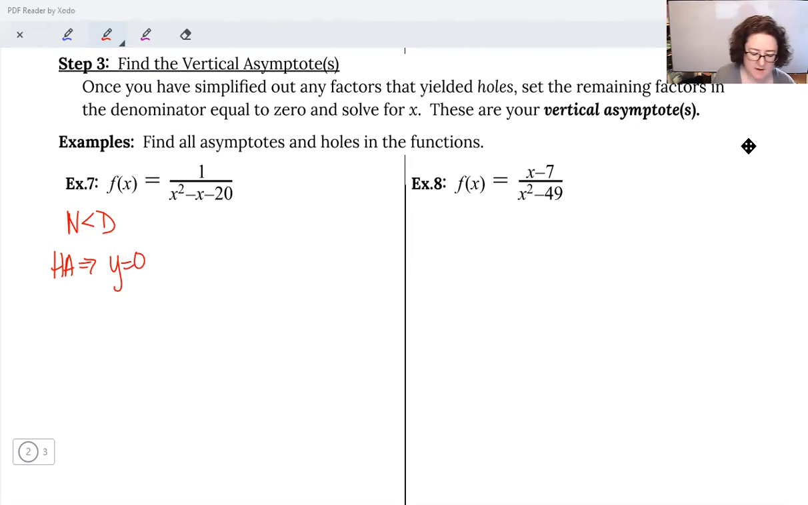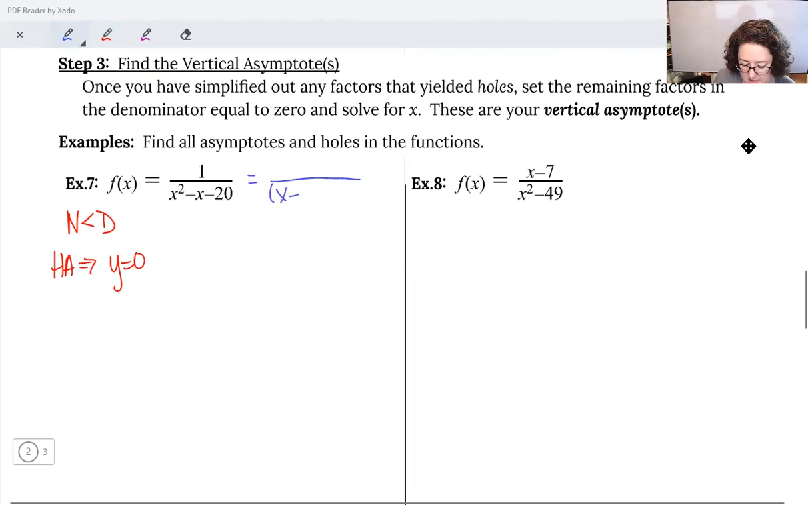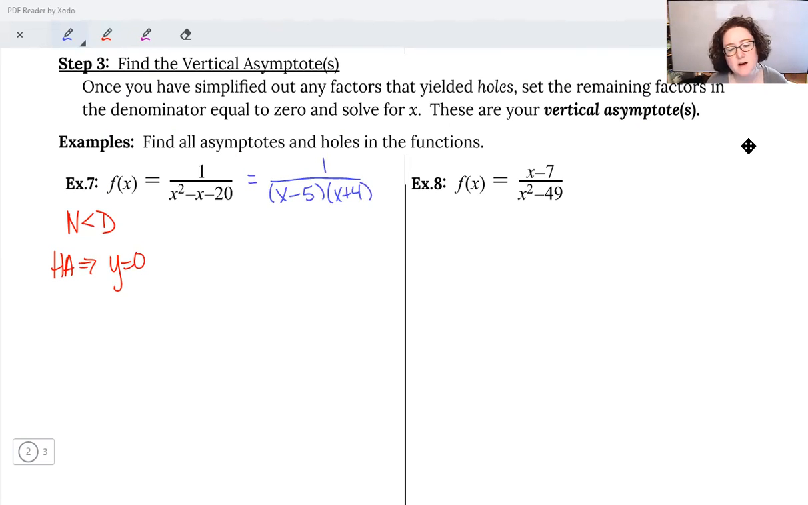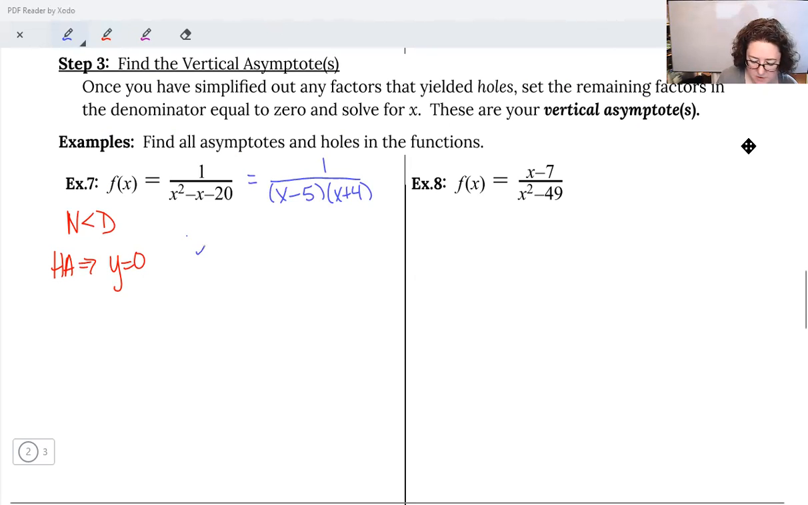Okay, next up, let's factor. Nothing to factor in the numerator. However, our denominator we can factor as x minus 5 and x plus 4. So that tells me I don't have any repeated factors. That means I'm going to have no holes on this one because there's no repeats.